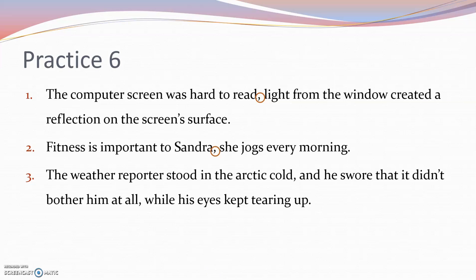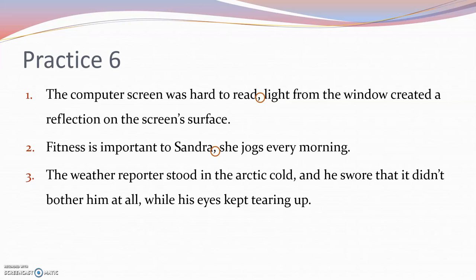Number 3, the weather reporter stood in the Arctic cold, comma, and he swore that it didn't bother him at all, comma, while his eyes kept tearing up. So if you look at it, you go to the first comma and you read before it, and then you read after the conjunction. And you'll notice the weather reporter stood in the Arctic cold is an independent clause. He swore that it didn't bother him at all is also an independent clause. But guess what? There is a comma and a conjunction, so that one is correct.